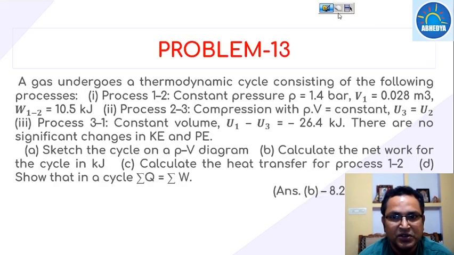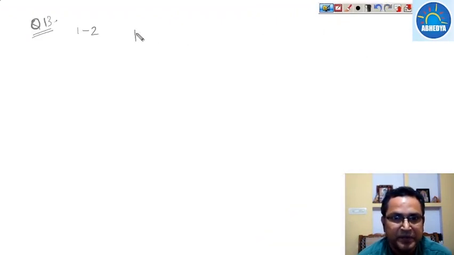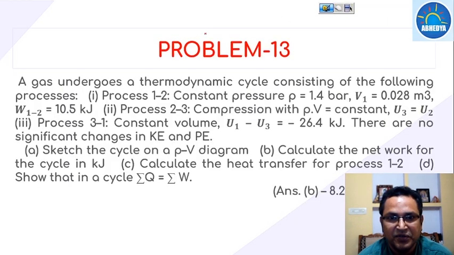I am just writing here process 1 to 2. What is process 1 to 2? Constant pressure, P equal to 1.4 bar and volume is 0.028 meter cube. Work done is 10.5. Pressure is 1.4 bar.